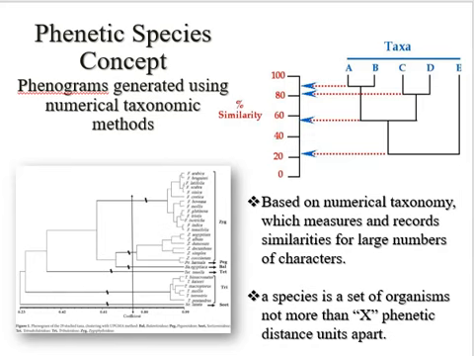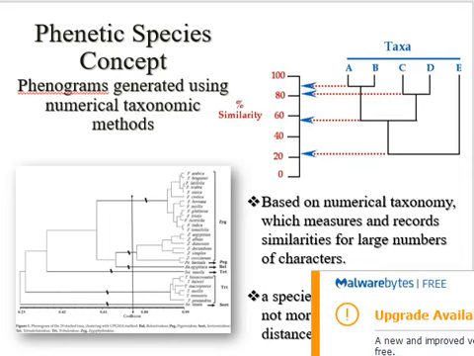And that value of similarity would be measured by some sort of phenetic distance statistic. So essentially, a species would be a set of organisms that could be no more than X phenetic distance units apart. If they were closer than that, you would not have separate species, you would have only one species, or you could start going into more of the subspecies. Subspecies are a geographical grouping of species or of similar individuals.